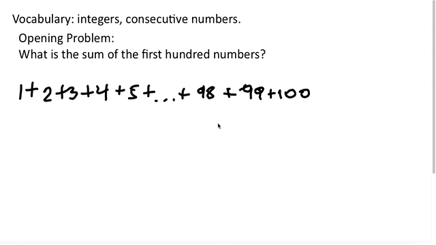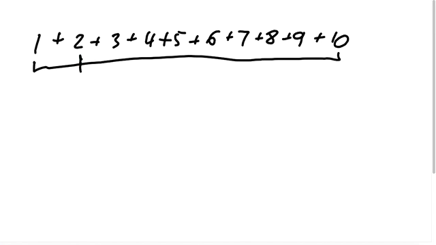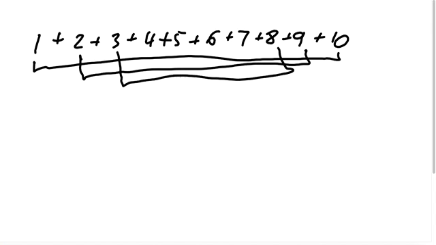Our first task is to find the sum of the first 100 consecutive numbers. Before we solve this problem, let's have a look at a slightly shorter problem: to find the sum of the first 10 consecutive numbers. To do that, we could combine 1 and 10, then 2 and 9, then 3 and 8, 4 and 7, 5 and 6.